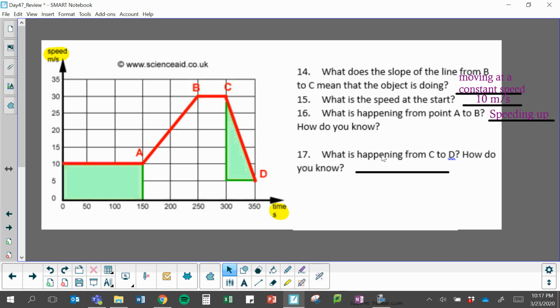Last question: what is happening from C to D? How do you know? This one is slowing down, and this is because our slope is negative.